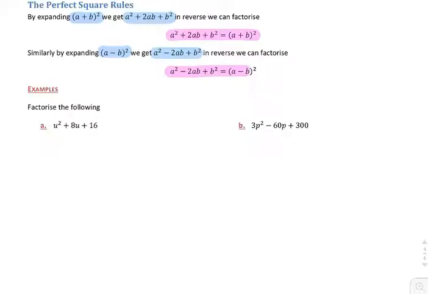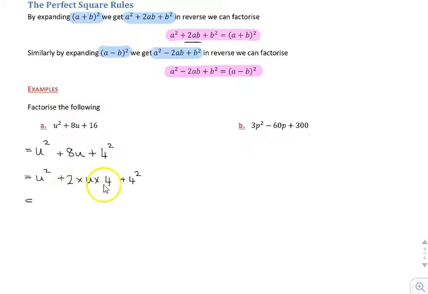Examples. Factorize the following. Example A is u squared plus 8u plus 16. The first thing to note is that 16 can be written as 4 squared. So u squared plus 8u plus 4 squared. Now the first term and the last term won't change, but we're looking at whether or not that middle term is 2 lots of u and 4. So 2 times u times 4. And in this particular case it is, so it meets this requirement for this to be a perfect square rule.